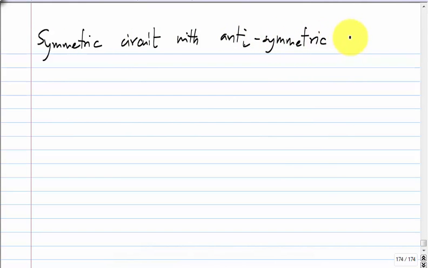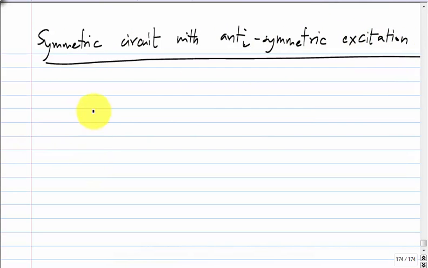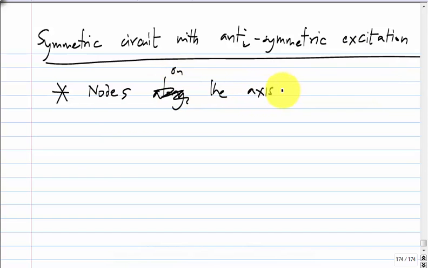And similarly, if you have a symmetric circuit with antisymmetric excitation, then the nodes on the axis of symmetry are at 0 volts. Okay. I think you know what this means.